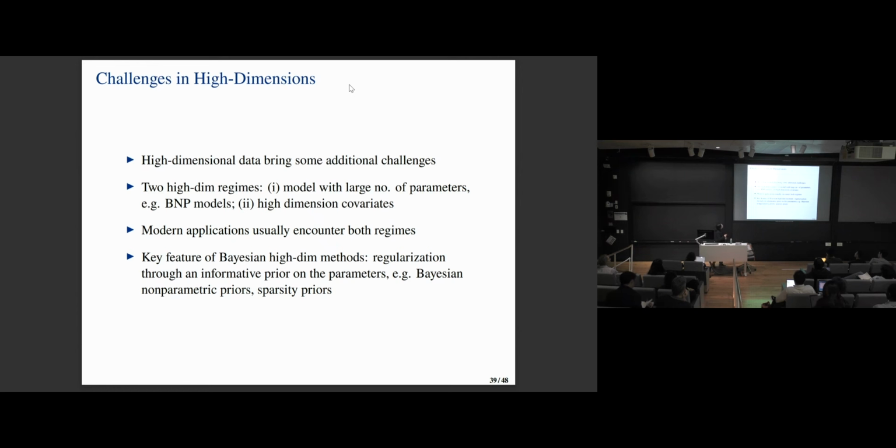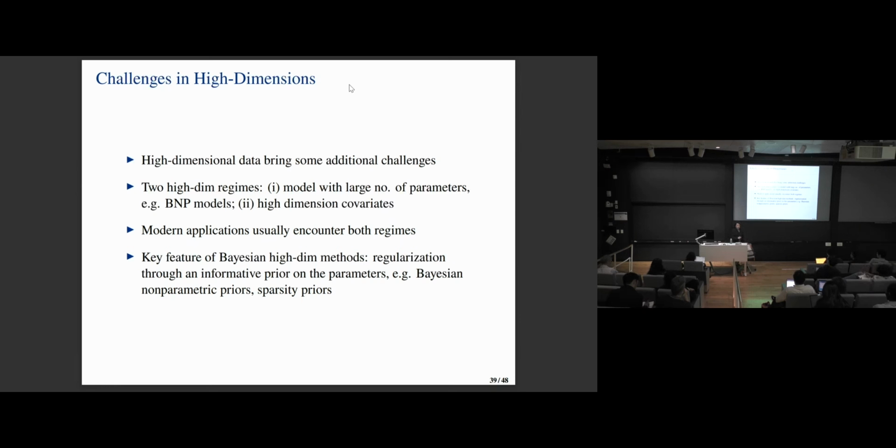Another important point: we know that high dimensions always change the game. High dimensional data bring additional challenges. When we talk about high dimensional, usually there are 2 different regimes. Most people probably think of high dimensional covariates: I have a lot of covariates, I need to control for them, I need to do model selection, things like that.